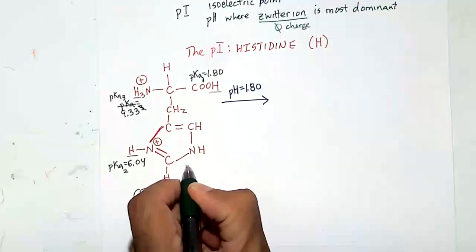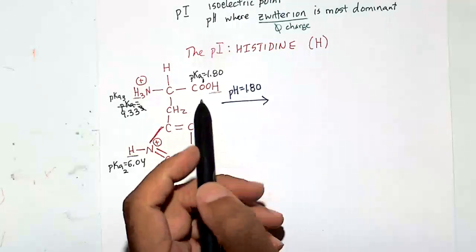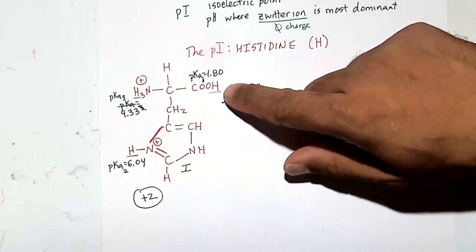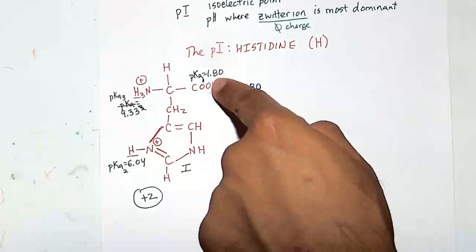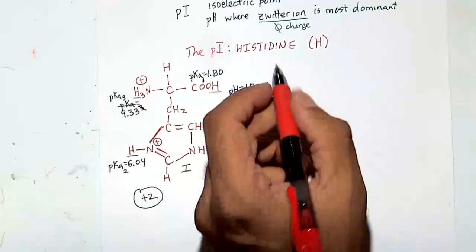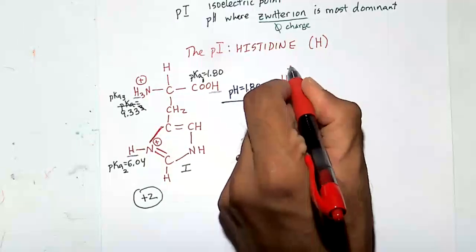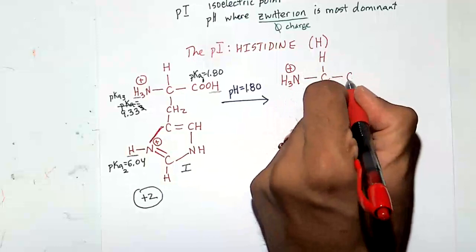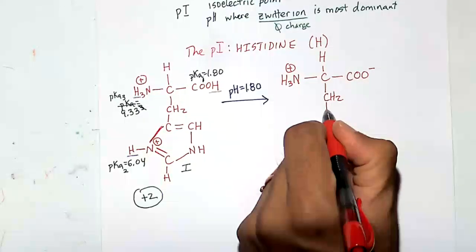We'll call this form 1, for lack of a better term. So now we're at pH 1.80, and then this alpha carboxylic acid proton begins to come off at pH 1.80, which is the pKa of that alpha carboxylic acid. So this is now what we will start to see here. I'll draw that side chain.